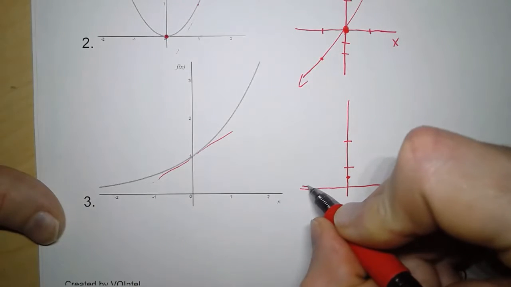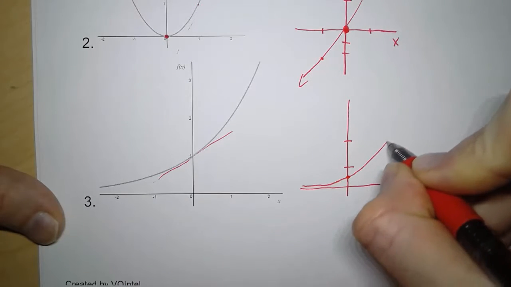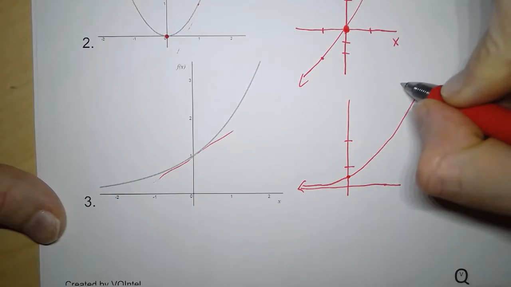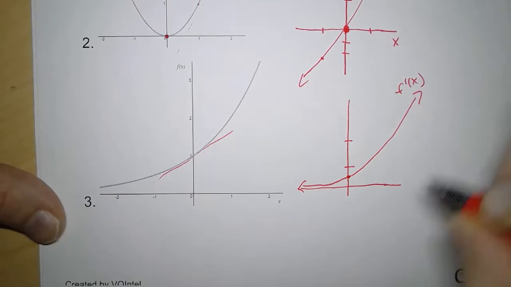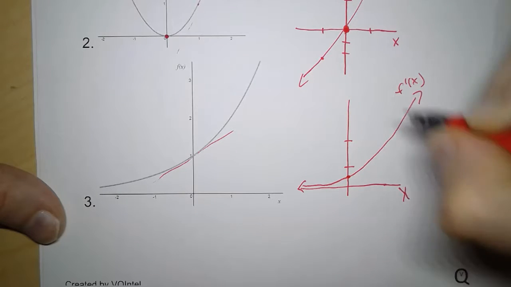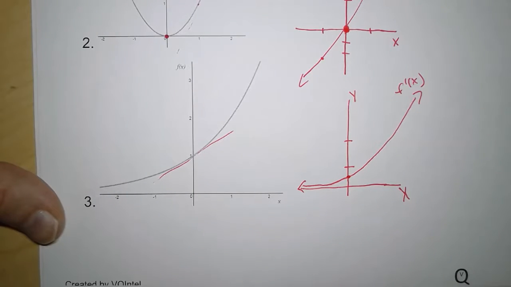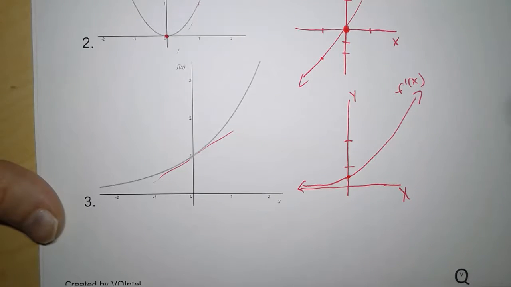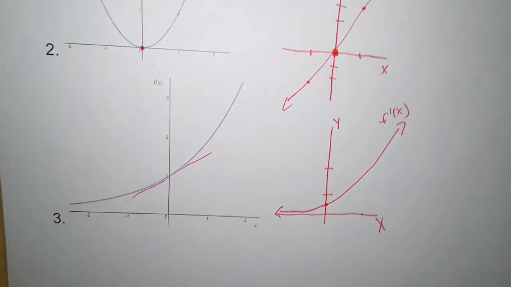And so actually for an exponential function, its derivative graph looks very much like itself. And if you think about exponential functions like e to the x, the derivative of e to the x is e to the x. So the derivative graph of an exponential function is itself an exponential function.